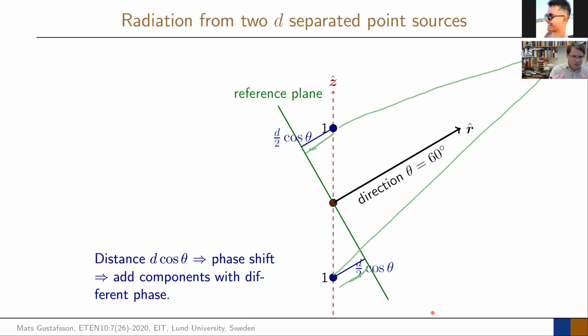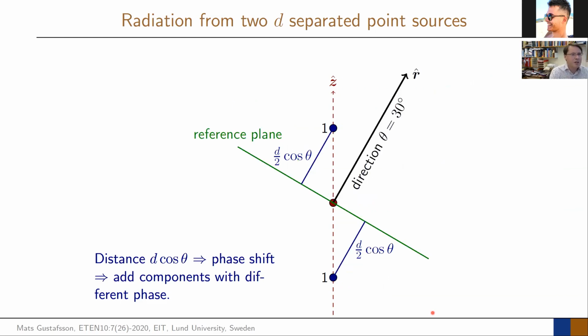And then if that is equal to pi, it's destructive interference. I get a null. If it's equal to 2 pi, I will get constructive interference again. And now if the distance between those two is short, it will be a lower number, and I will get less radiation in that direction. If I continue up here, I just get a new distance between them.